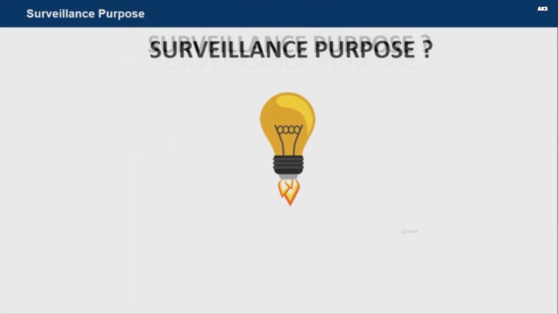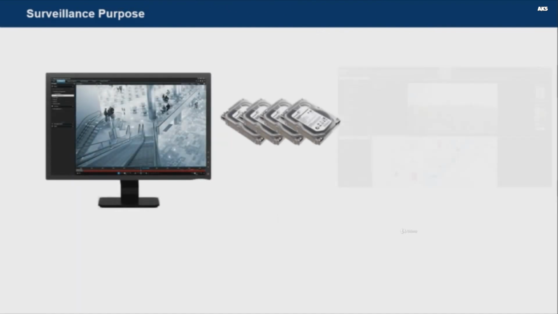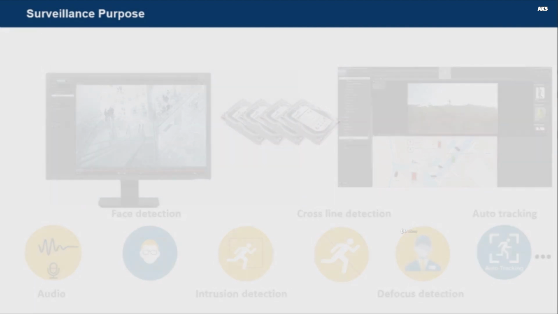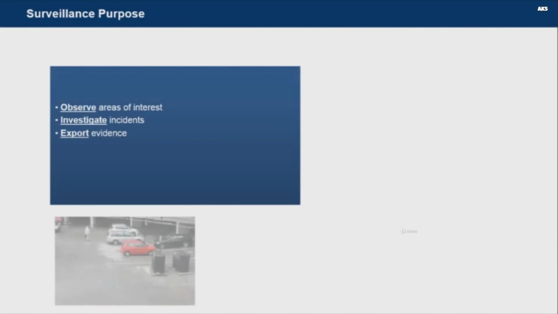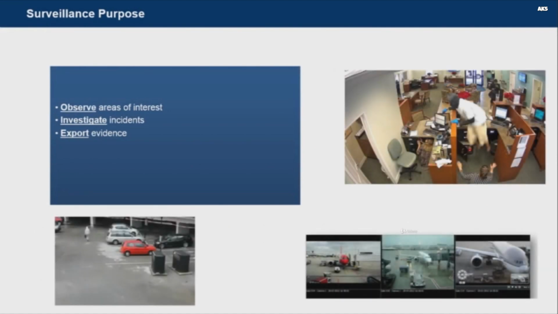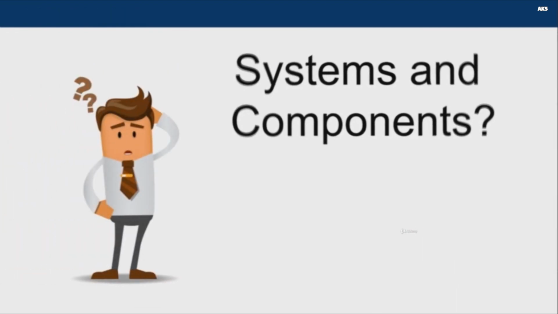Let's start with the surveillance purpose. The IP surveillance system, as you know, displays, records, and retrieves video imagery, audio, and other information in order to observe an area of interest, investigate incidents, and also export evidence. So what are the components of the system that make it do all this? Let's see that in the next lecture.